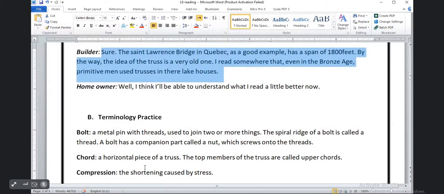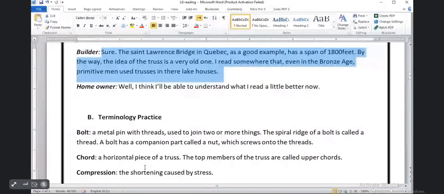By the way, the idea of the truss is a very, very old one. Yes, I read somewhere that primitive man used trusses in their life.